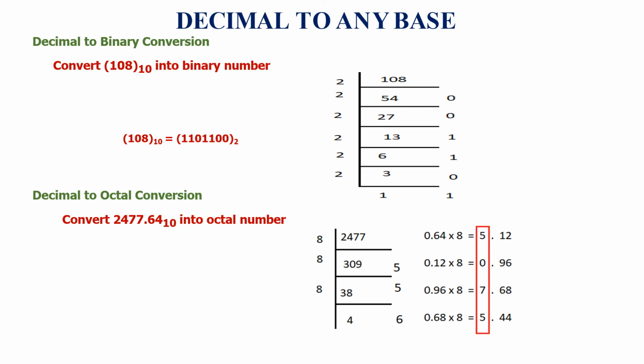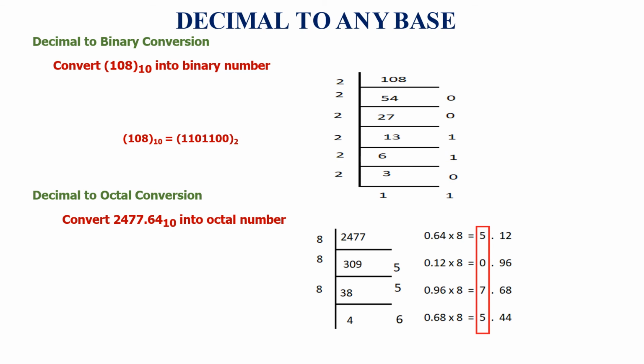2477. Since it is an integer, we use successive division by 8. Why? Because the conversion is from decimal to octal, so it is divided by 8. We'll be getting the remainders as 4, 6, 5, 5. Always consider them in this direction.